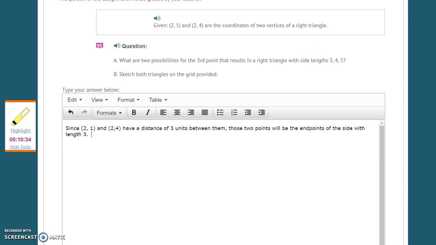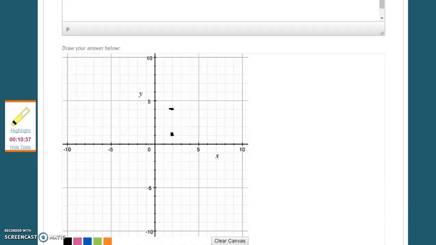Now I need to think about 2 possibilities. Well, let's see. A few different ways I could go with this. I could think about how this is going to work, and I'm sorry that this is not perfectly drawn. I could have 3 here, 4 here, and 5 here. That's one way I could do it. I could have 3 here, 4 this way, and 5.